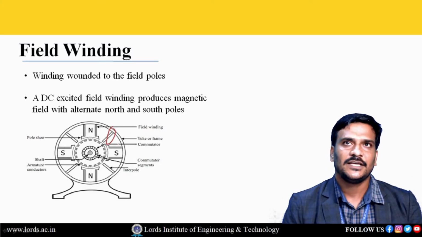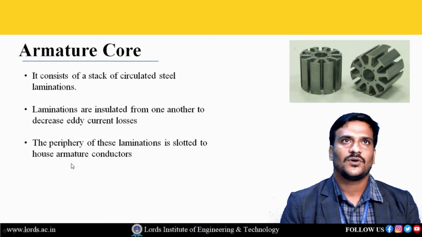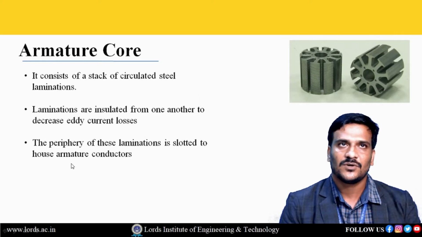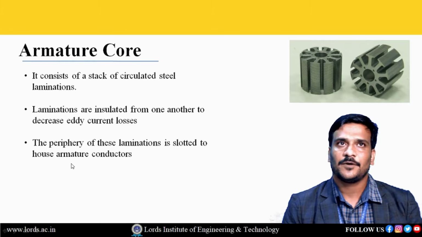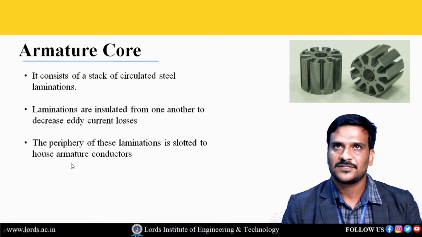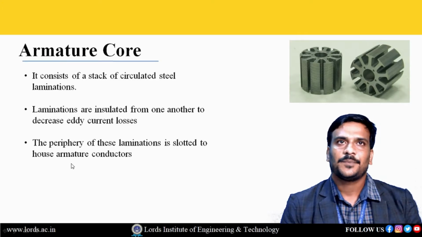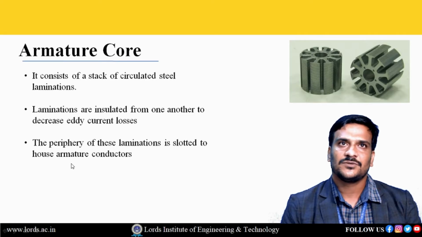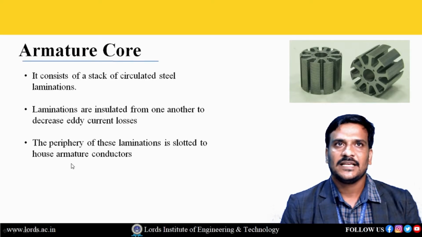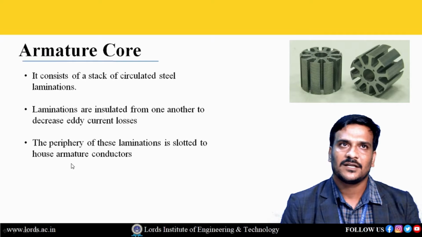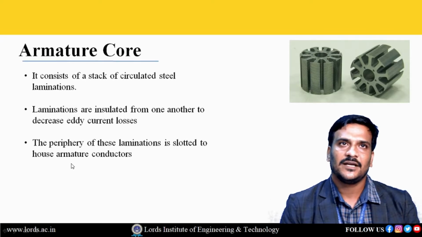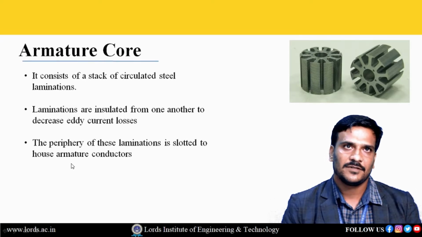So next, if we move on to the rotor side, it has an armature core. The armature core is also made up of a stack of circular steel laminations. The purpose of laminating this armature core is to reduce eddy current losses. These laminations are insulated from one another, thereby we can reduce the eddy current losses and improve the efficiency of the DC machine.